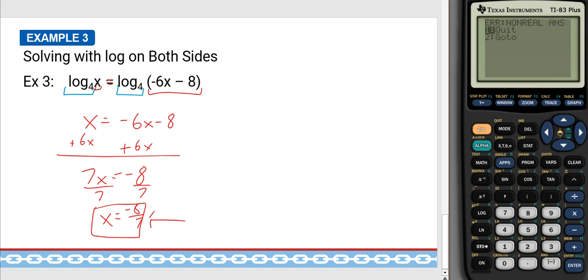So that is it for lesson 6.6b. We're taking steps towards incorporating all that we have learned with logarithms and solving equations.